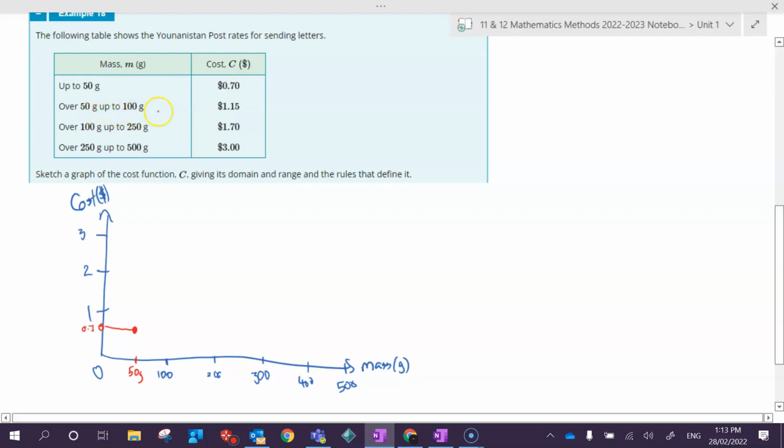Over 50 and up to 100 is $1.15. So I'm going to estimate $1.15 there. Over 100, so not including 100, and up to 100 is at $1.15. Between 100, over 100, sorry, and up to 250, it's $1.70. So here's 1.7, over 100, and up to 250. We're getting a bit further along now.